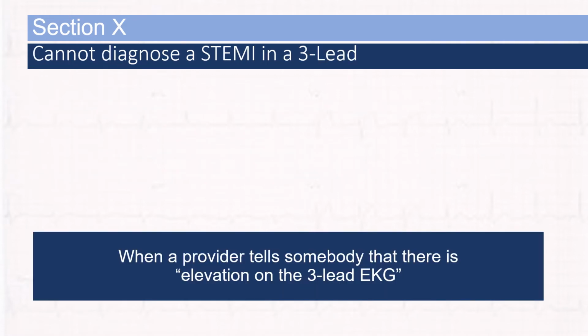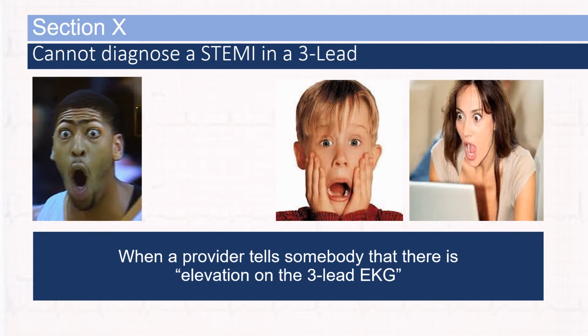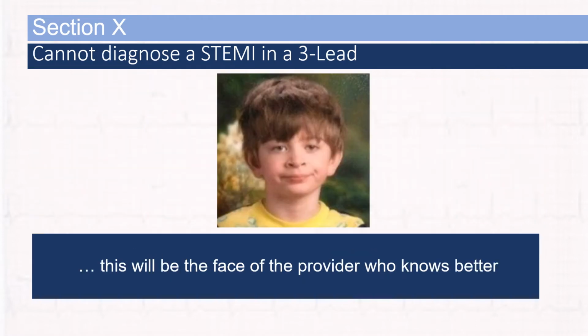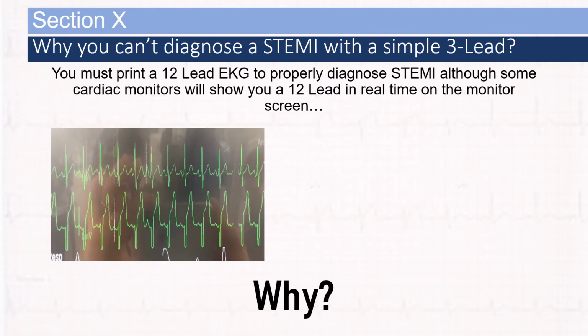If you were to walk into a hospital emergency department and say to a provider, I have a 3 lead and it looks like they are having a STEMI, these are probably some of the faces you may get from providers that realize that you cannot interpret or diagnose a STEMI in a 3 lead. And this will be the face of the provider that knows better. So why can't you just print out a 3 lead or look at the telemetry monitor and make a determination a patient is having a STEMI?